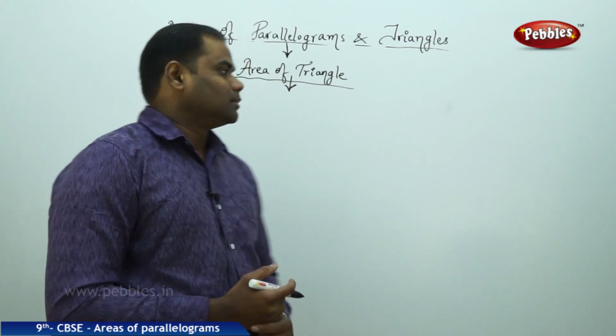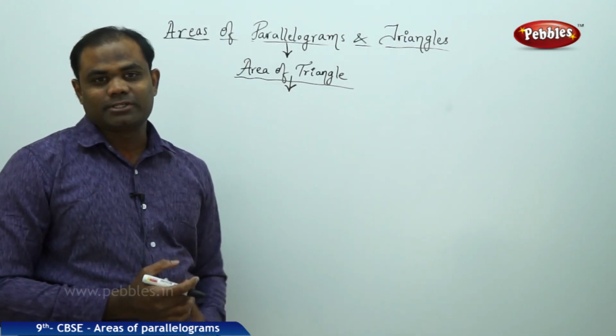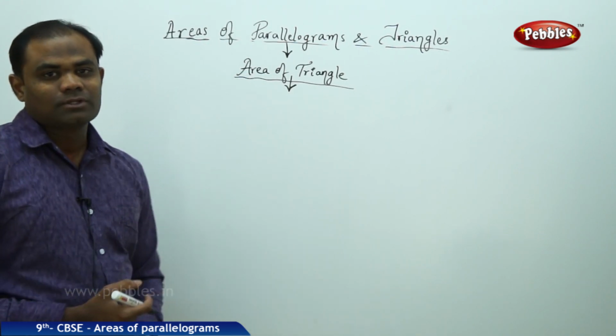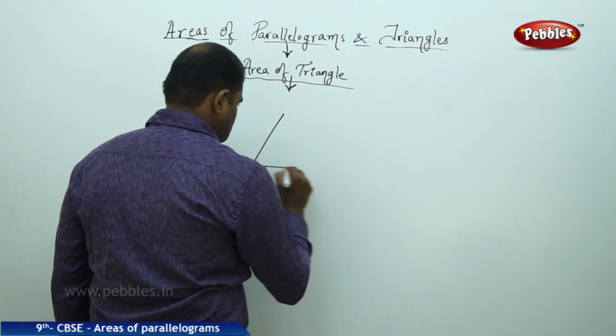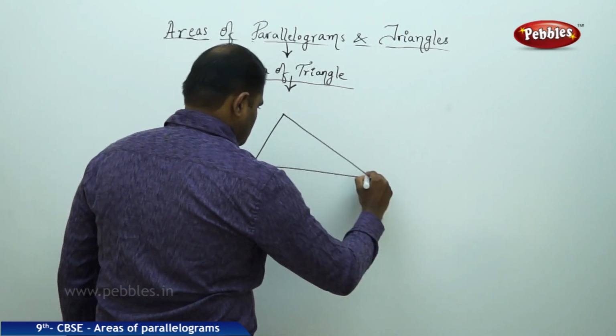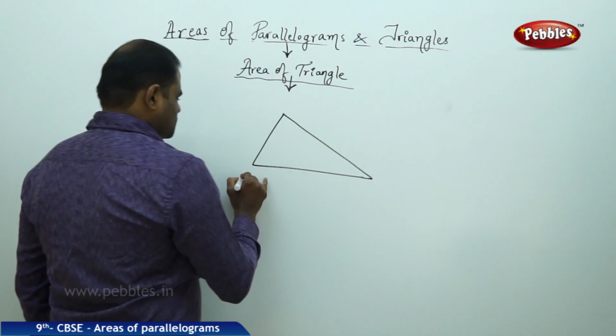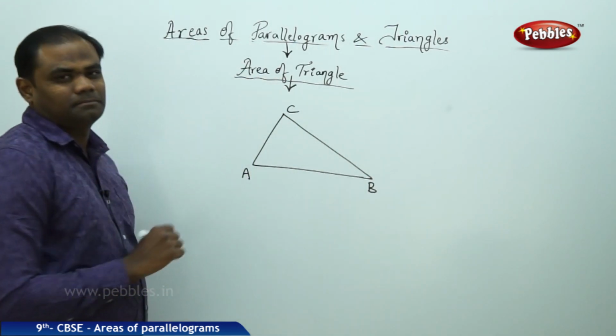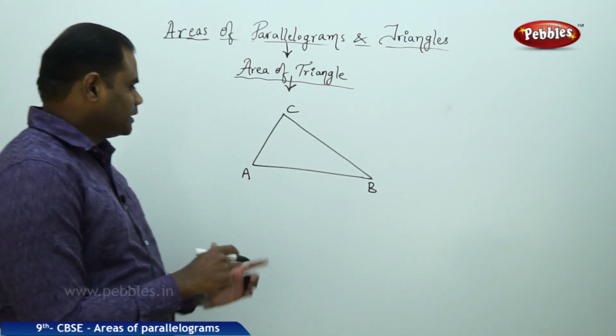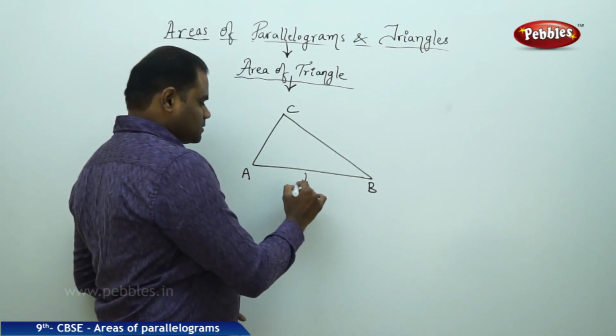Area of triangle is what we are going to investigate in this session. So let me take a triangle ABC. ABC is a triangle. Now in this triangle, clearly I know that this is the base.